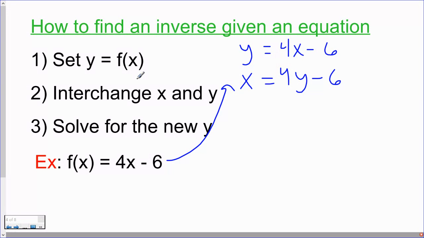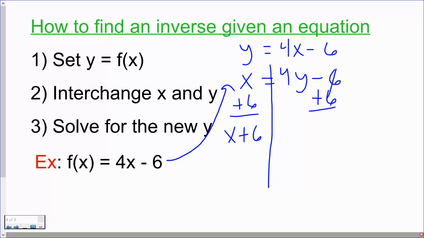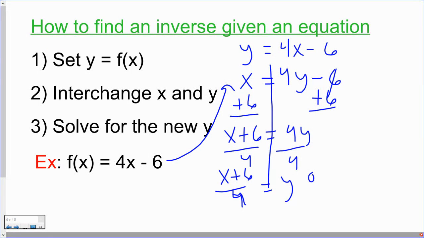And then we're just going to go ahead and solve for the new y. So I'm going to get rid of the 6, add it. So that gives me x plus 6 equals 4y. Divide both sides by 4, and that gives me x plus 6 over 4. And that would equal y, or we can now say that that would be f inverse. So f inverse equals x plus 6 over 4.